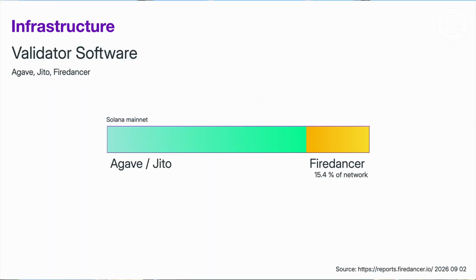So that's Agave. Let's talk about Firedancer. Now, Firedancer already has 15.4% of Solana mainnet. The real challenge for Firedancer right now: it has the speed, but it needs to get rid of the old parts of Agave that it still uses.